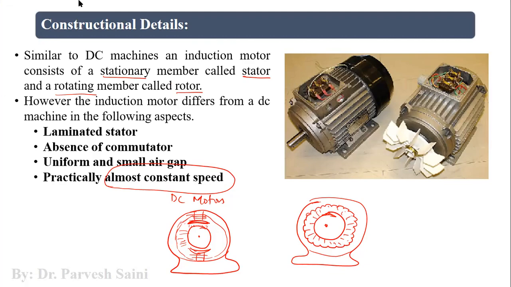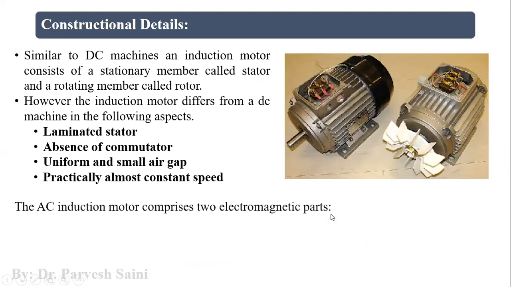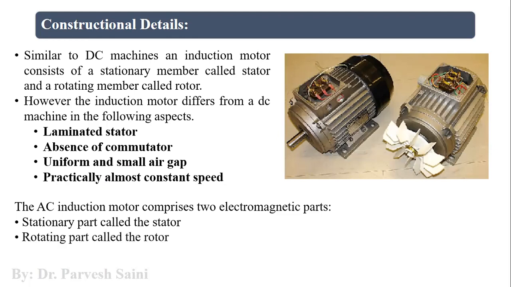However, an AC motor only has the constant speed, and it is difficult to control the speed of these motors. But it is difficult, not impossible. We have the techniques to control the speed of these motors. We have methods to do so. Now there are two electromagnetic parts of an AC induction motor. The first is the stationary part, which is the stator, which I have already mentioned above, and then we have a rotating part, which is the rotor.